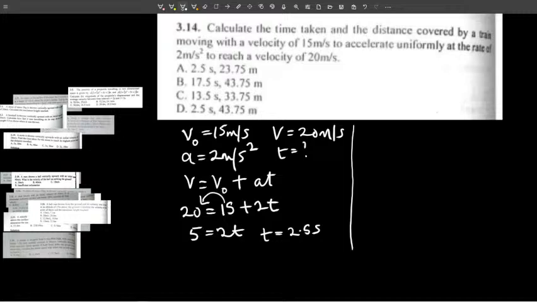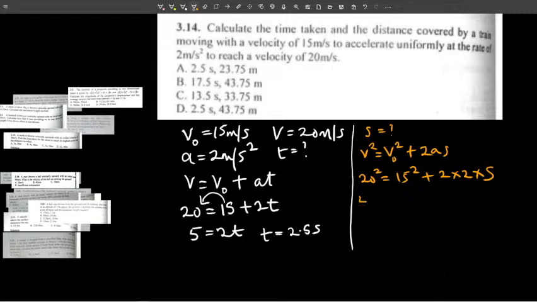What does that part say? It said find the time and distance. I'm looking for distance now. So let's find the distance S. What can we do? We know that V squared is V naught squared plus 2aS. You need to know these formulas by heart, okay? What is V? V is 20, so that's 20 squared equals 15 squared plus 2 into bracket. Were we given a? Yes, that's 2, times 2 times S.